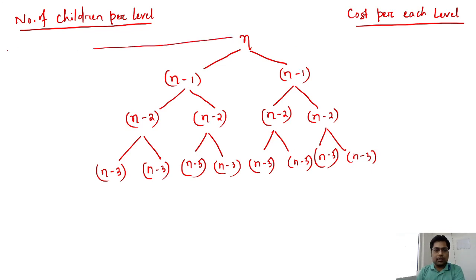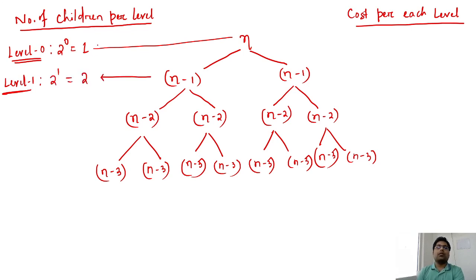So here at level 0, there is one child node. Better I am writing it here. One child node means 2 to the power 0. At level 1, it could be 2 to the power 1, which is 2. Like 2 child nodes you are getting.